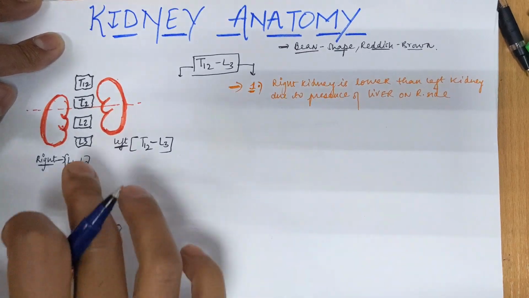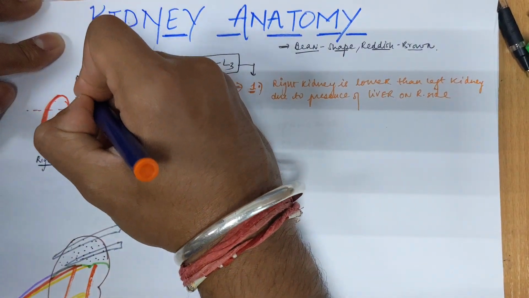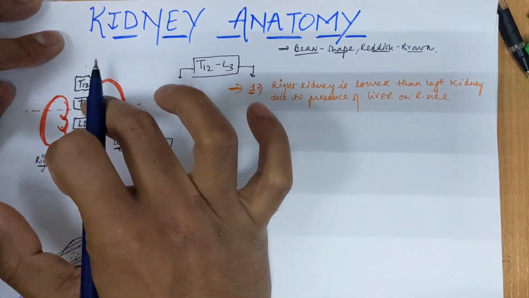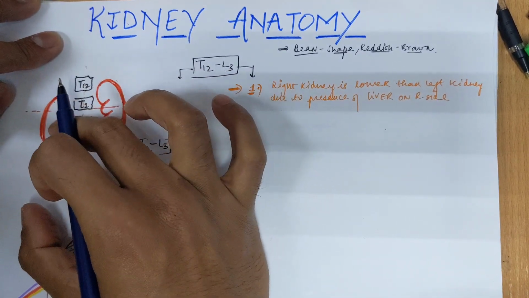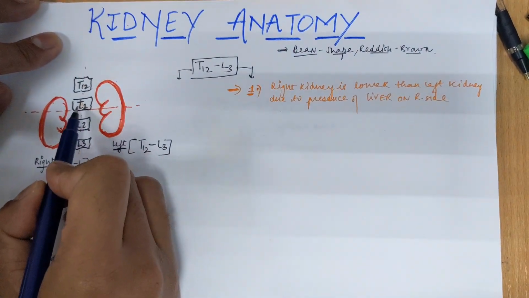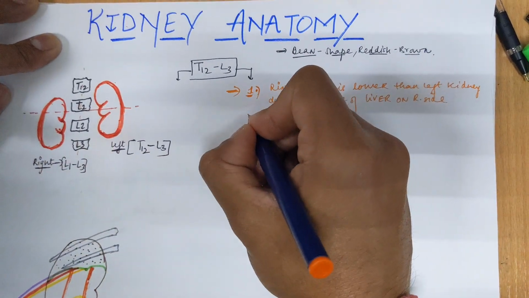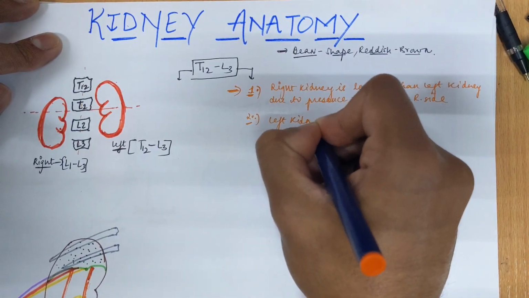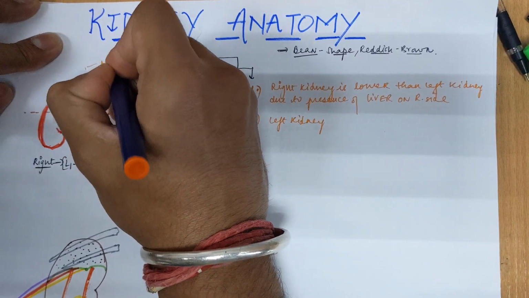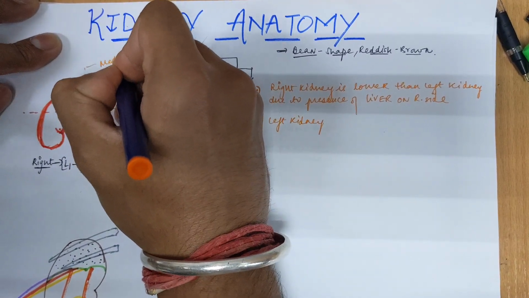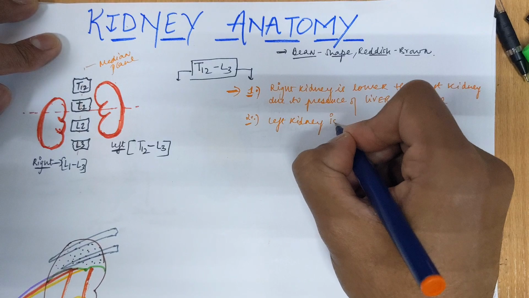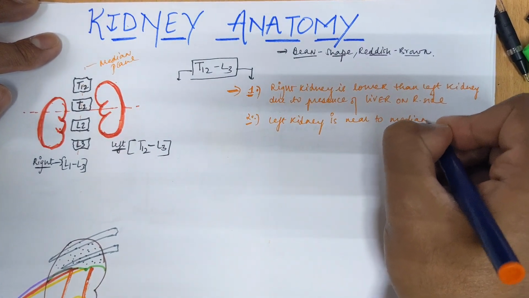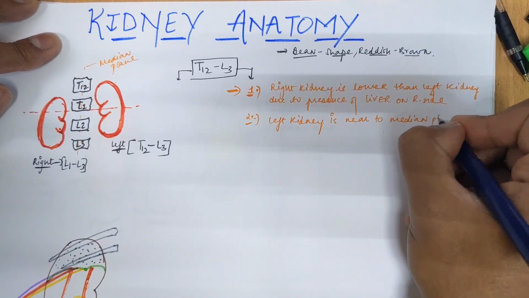And if we talk about the median plane, just consider this is the median plane or middle part of your body. The left kidney is a little nearer to the median plane than the right. So the left is a little bit near to the median plane as compared to the right. This will be your second point, that the left kidney is near to your median plane. This is the second feature of the kidney.